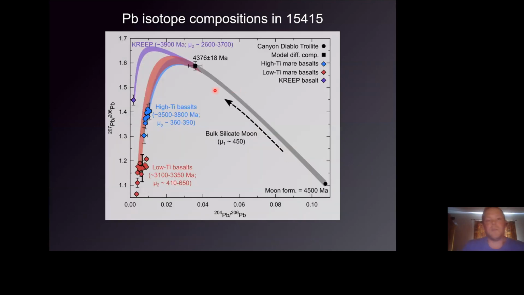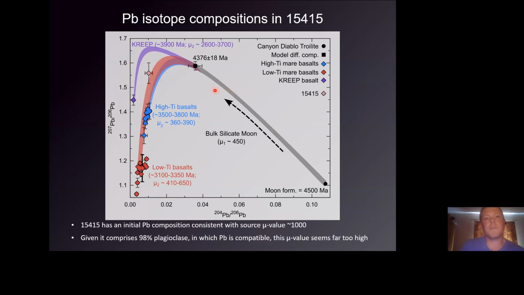So where does it sit in all the data points that we have for our basalts? It sits somewhere up here, which is odd because it would suggest that you have a mu value somewhere in the region for the source of about 1,000, a uranium to lead ratio of about 1,000. And given that we're talking about very plagioclase-rich samples, which is a mineral where you have lots of lead and much less uranium, uranium's very incompatible, that mu value is far too high. Based on what we know about plagioclase trace element partitioning, you should be looking more at a mu value of, well, certainly less than 100, potentially even as low as something like 10.